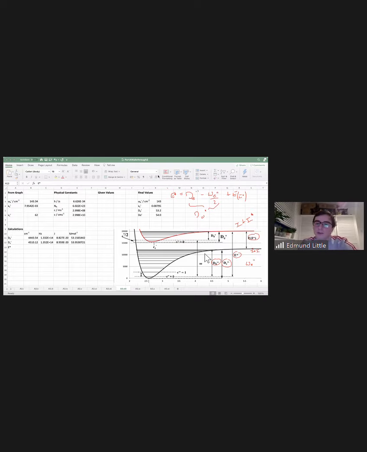So I plugged that all into Excel, but obviously you can do that by hand. So to get E star, I've got D naught star here. I've already calculated the zero-point energy. That's just omega E double prime divided by 2. And that gives you D naught prime and then E star, and then convert those into kilojoules per mole. You get 240 and 150-ish.